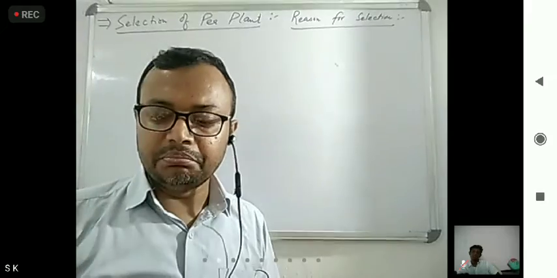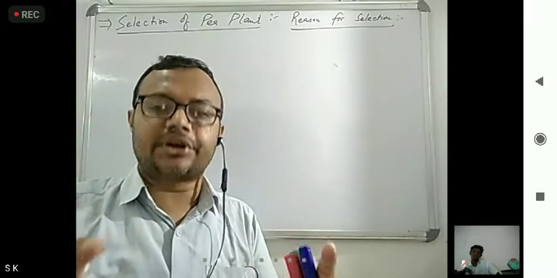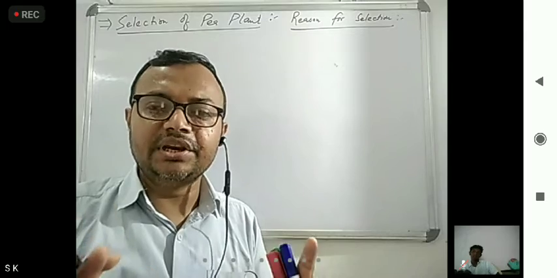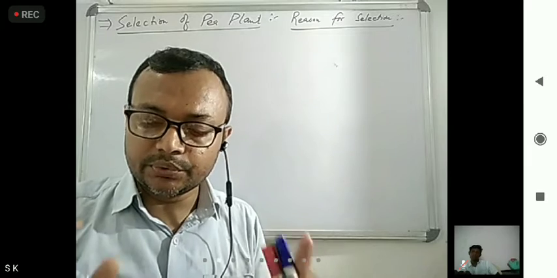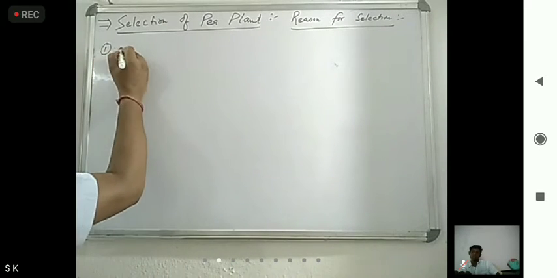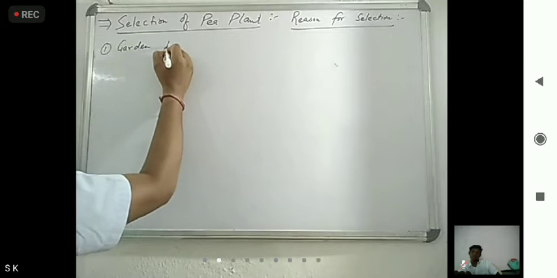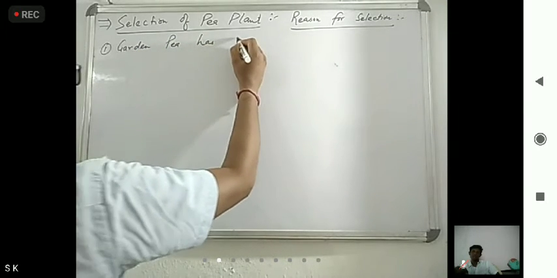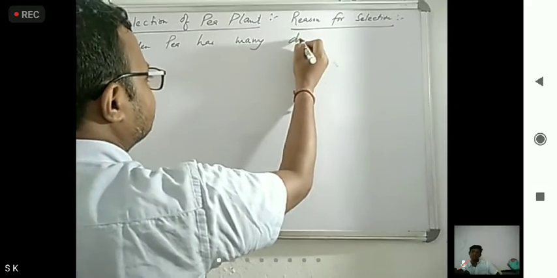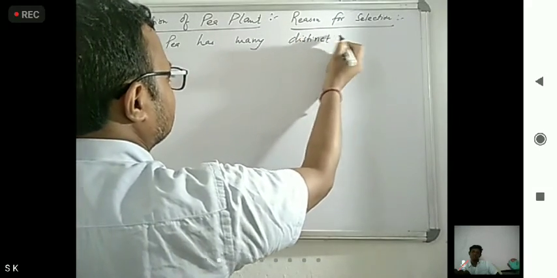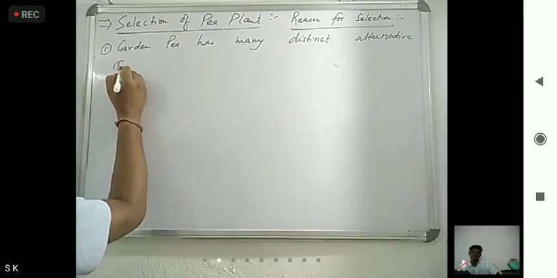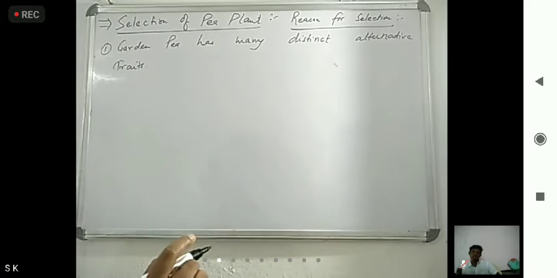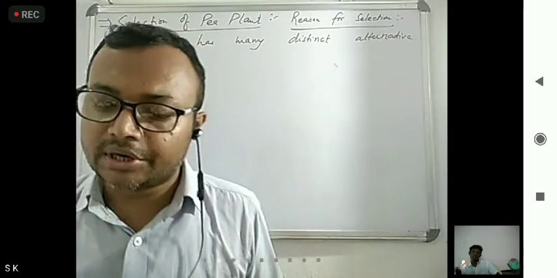Number one reason is that the pea has many distinct alternative traits, which you can see easily. Garden pea has many distinct alternative traits.